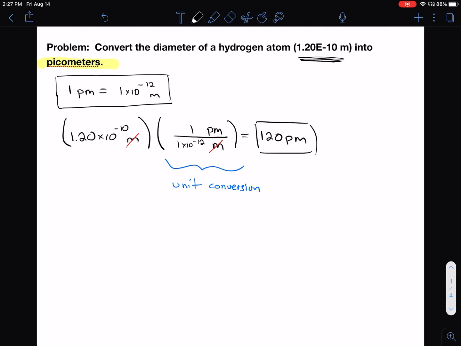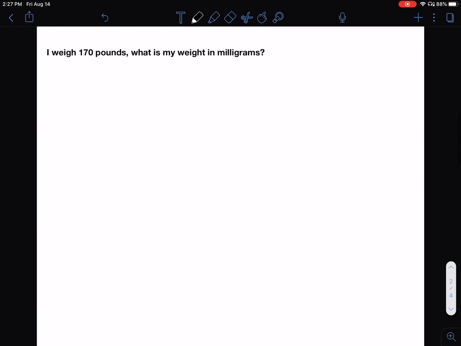Okay, so let's try another one, and for this one we can look at my weight. My weight is 170 pounds, and let's say we wanted to express that in milligrams for some reason. So here again, we're starting in pounds, we want to go to milligrams.